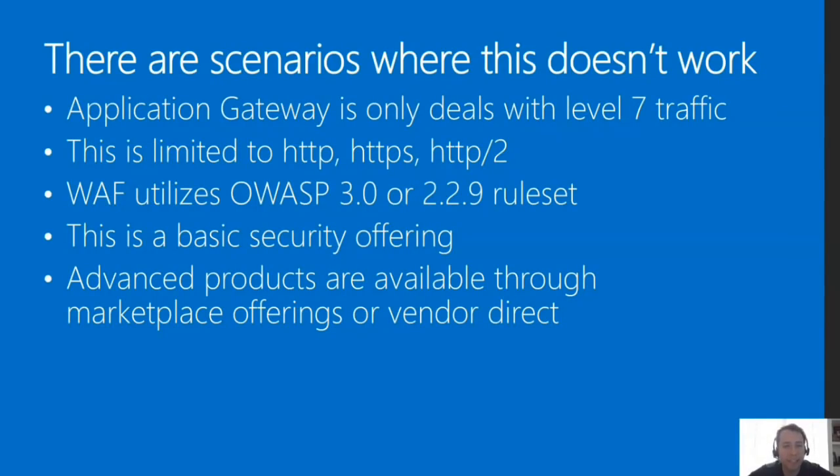There's a couple scenarios where this doesn't work, and I just want to be real transparent. This is only level 7 traffic. If you're talking about doing level 4 network routing, stuff like that, this isn't going to help you. This is just HTTP, HTTPS. If you want to do true network load balancing, or put a firewall in front of FTP traffic, or let's say you need to deploy stuff to Service Fabric from some external IP address, you're not going to be able to route through an application gateway to do that. You have to find another way around it.